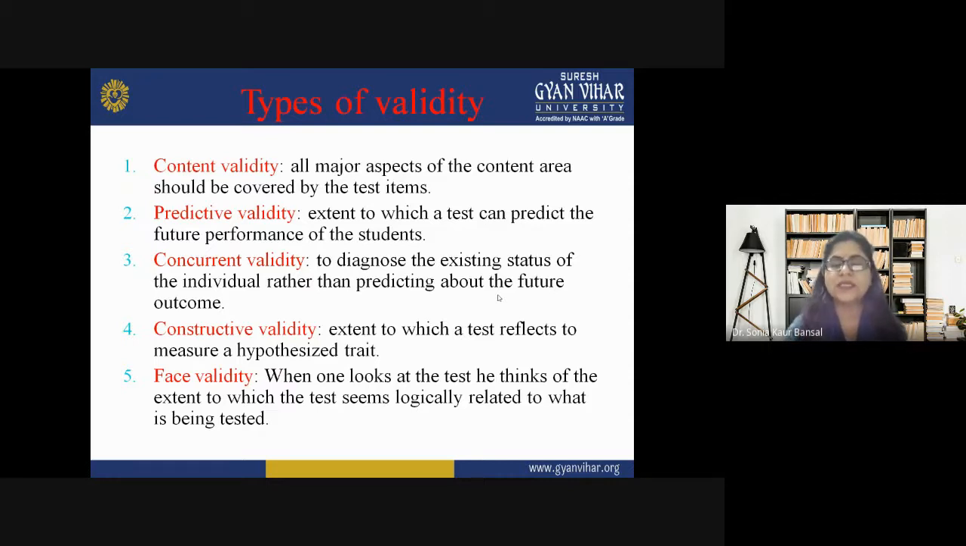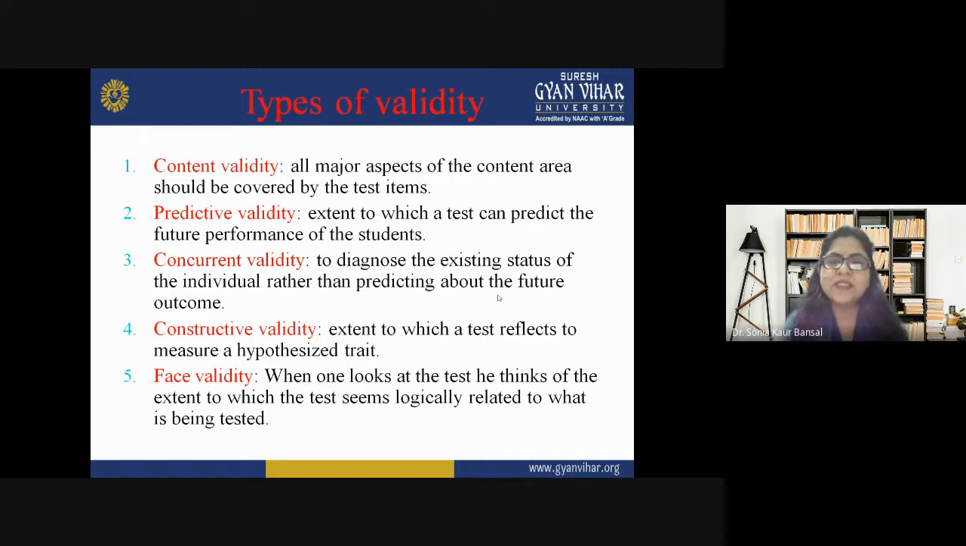That means if I'm saying that this is a science test, then science content must be visible in that test. It should not be like that you are saying this is a science test and the content represents social science content. So this has to be taken care of. Now next we are talking about predictive validity.